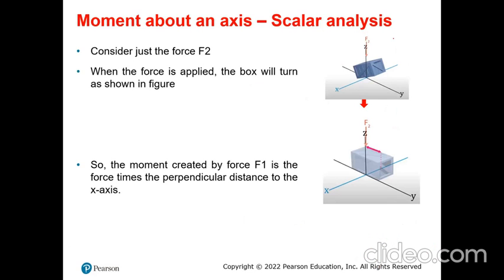So let's see about the F2 force. When this force is applied, we know that the box is going to be moving kind of like that. So the moment created by F2 is going to be F2 times the perpendicular distance. So that's my perpendicular distance. My force is acting like a vertical force, so the distance is going to be my distance D1.